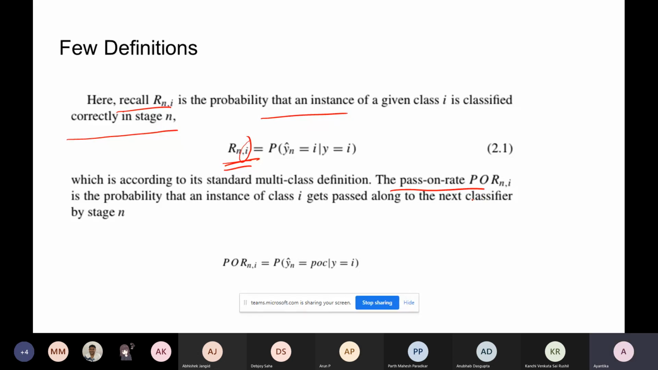Next is the pass on rate. This is the probability that an instance of class I gets passed along to the next classifier by stage n. Again, it is associated with the stage as well as the class I. So for a particular stage n, the pass on rate gives the probability that an instance of class I is passed along to the next classifier. First let's define misclassification, then we will come back to pass on rate and misclassification and see what their significance is.